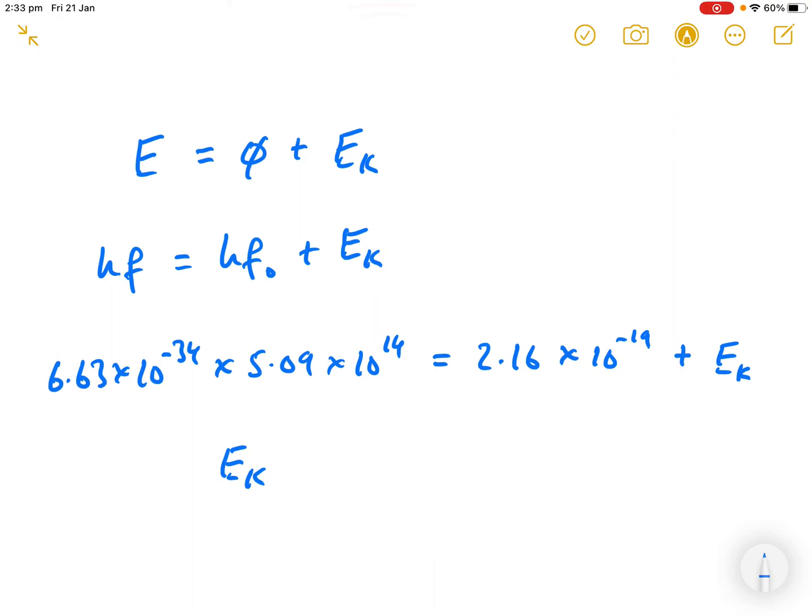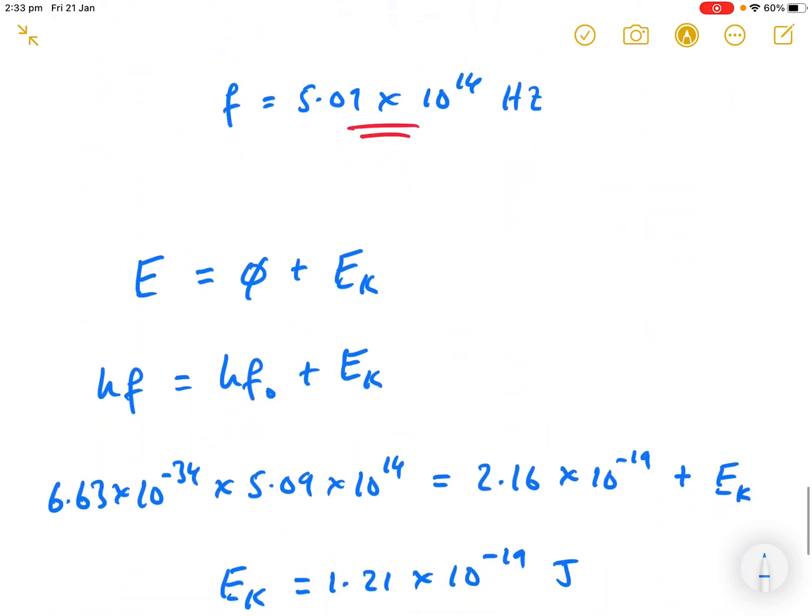So EK equals the left-hand expression, take away the 2.16 times 10 to the minus 19, and when you work that out, you should get 1.21 times 10 to the minus 19 joules. So this incoming photon has energy that's a good bit bigger than the work function, as you can see, and so there's extra energy left over to become kinetic energy.